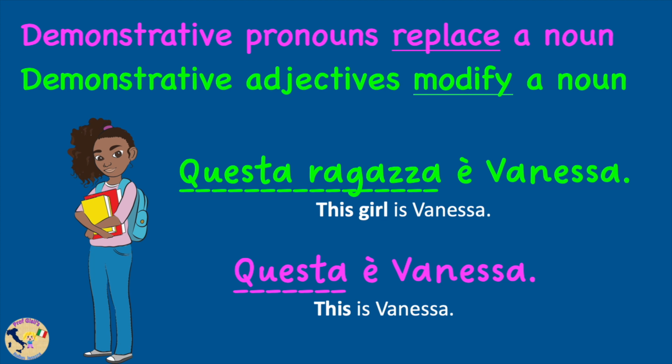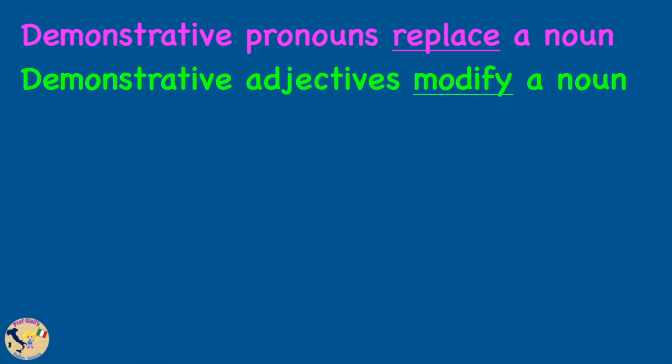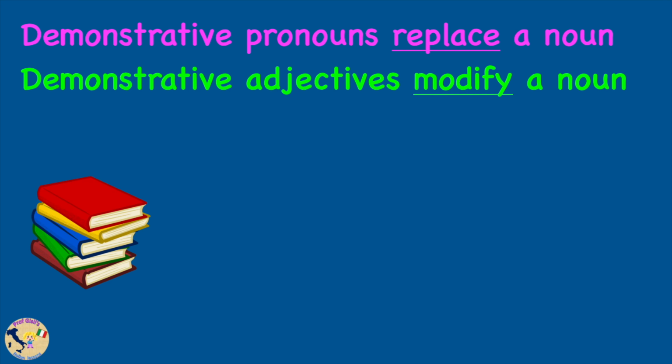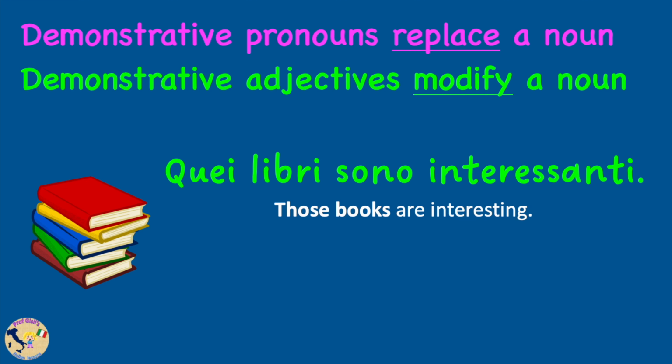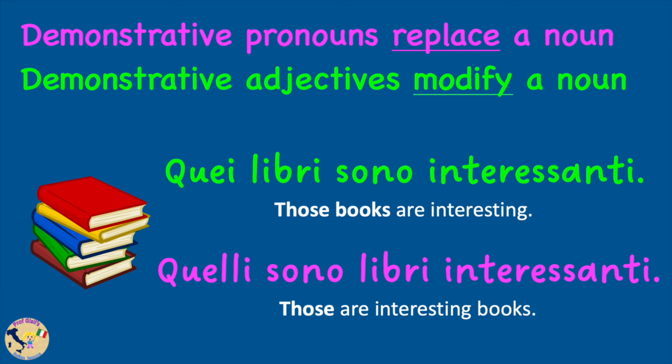But things can get more confusing if the forms do not coincide. Let's look at another pair of sentences. Quei libri sono interessanti. Quelli sono libri interessanti. Again, we can see that in the first sentence, quei is the demonstrative adjective modifying the noun libri, whereas in the second sentence, quelli acts as a pronoun replacing the word libri.